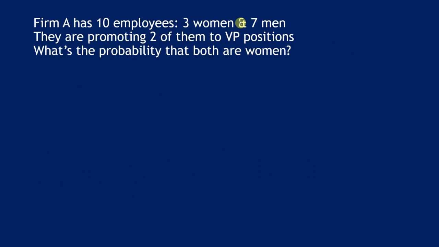Now, here's another example. Firm A has 10 employees, 3 women and 7 men. They are trying to promote 2 of them to VP positions. What's the probability that both of them are women? Now, I want you to take a moment to think about this and see how this is different from the pregnancy example. Specifically, I want you to think about whether these 2 VP promotions are mutually exclusive or independent.